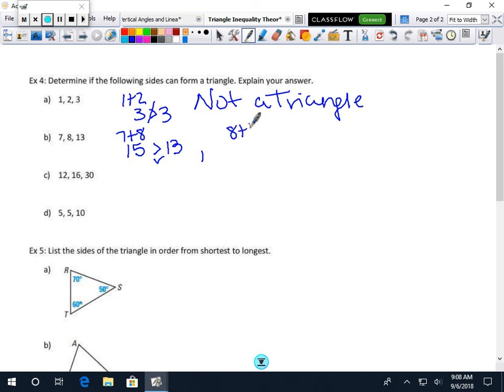8 plus 13 gives me 21. These two have to be greater than the third side. 21 is greater than 7, so that is true. And the last one would be 7 plus 13. If I add 7 plus 13, that gives me 20. And 20 is greater than the third side, which is 8. So on example B, this is a triangle.